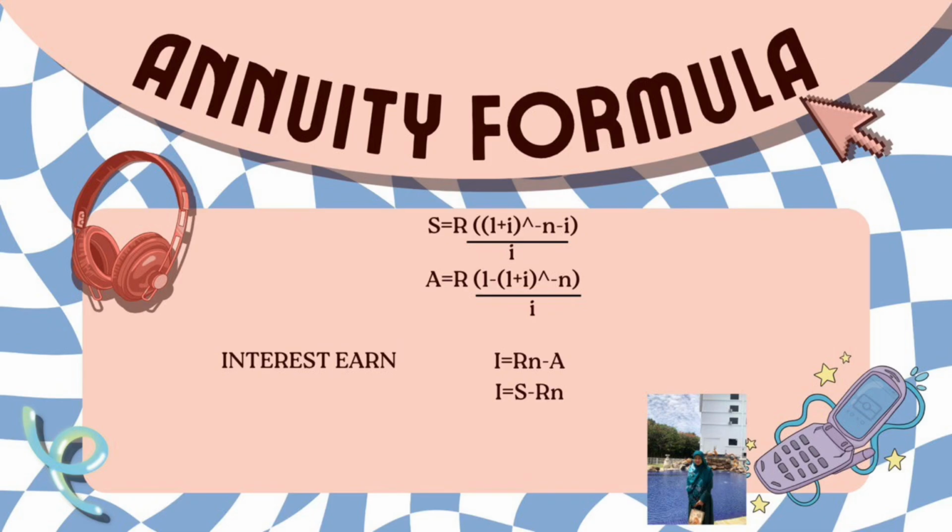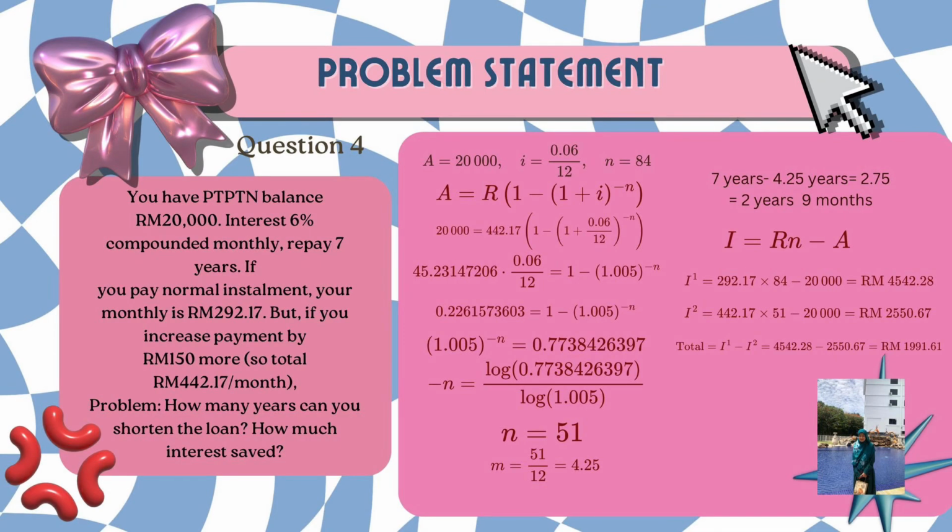Annuity has two formulas, which are S equals R bracket 1 plus I to the power of N minus 1 bracket divided by I, and A equals R bracket 1 minus bracket 1 plus I bracket to the power of negative N bracket divided by I. And if we want to find interest earned, we also have the formula, which is I equals Rn minus A, or I equals S minus Rn.